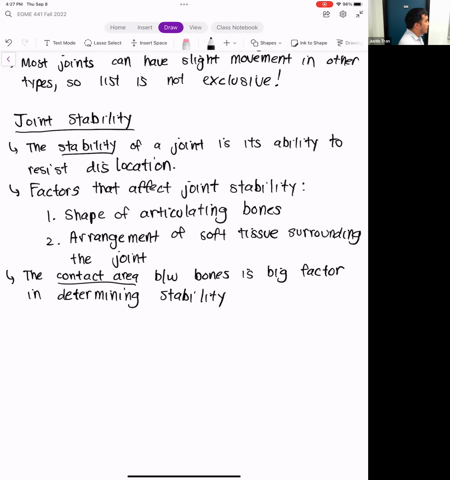So generally, the more contact area that you have, the more stable your joint is going to be, because that's how your joint resists any kind of dislocation. If the other bone is blocking it due to them making contact, then that's going to lead to stability.